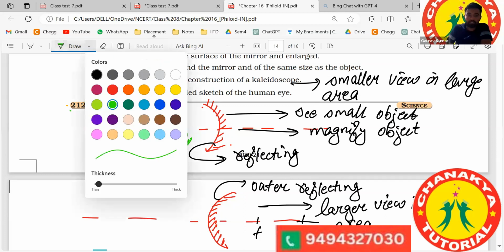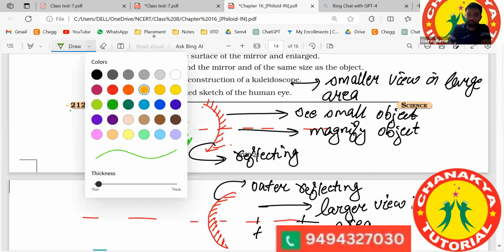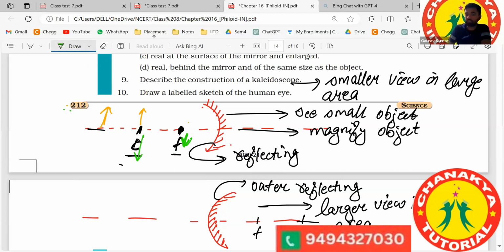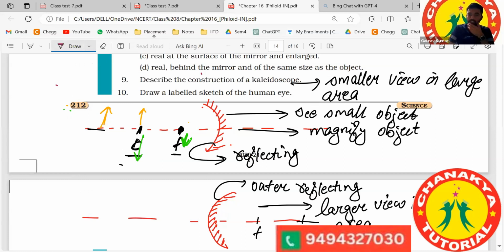When the object is at the center of curvature, let's say there is an object sitting at the center of curvature, you will get the image at the same position. And these two, is it a real image or a virtual image? So when an image is formed on the same side as that of the object, then it is a real image.